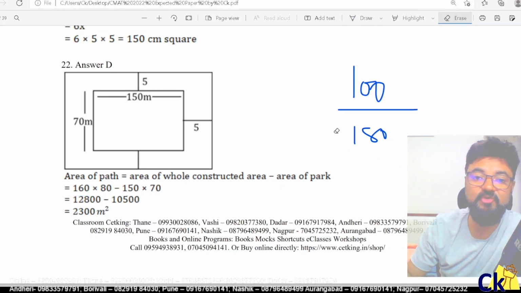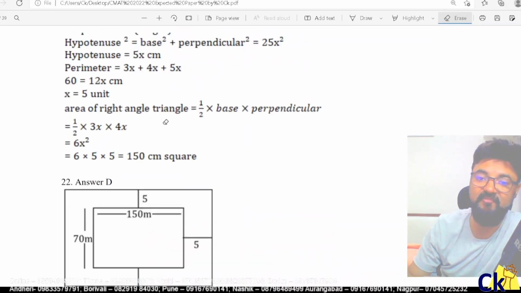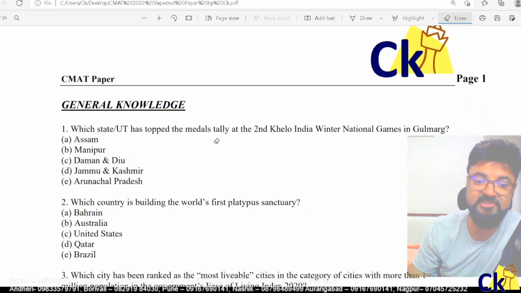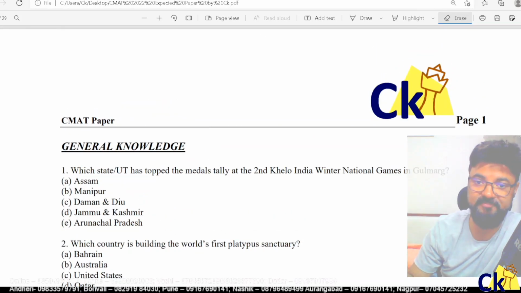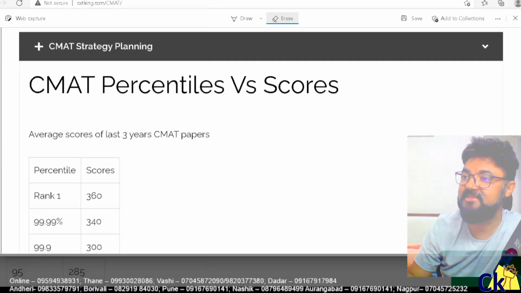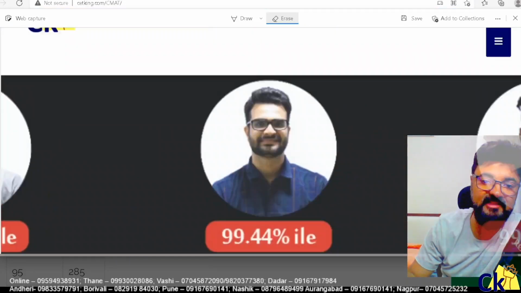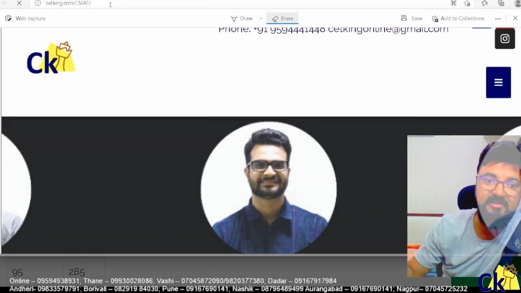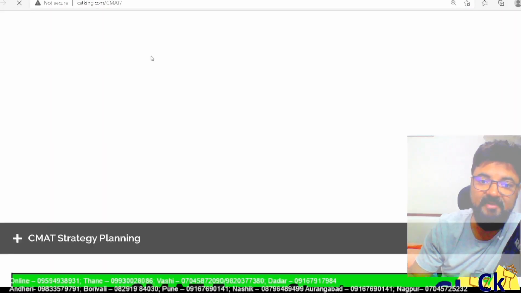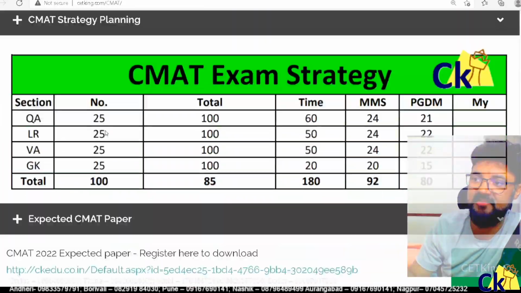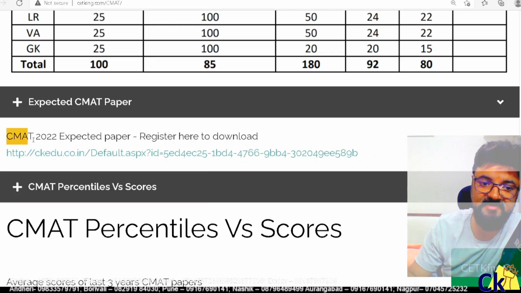So I want you to now download this CMAT paper. Now we have launched this expected paper of CMAT. If you are unable to solve a question, it's all because you don't know how to solve. Simple. So go to the link cetking.com/CMAT. In that, the first is a CMAT strategy, and the second link is the expected CMAT paper. To click on this, you have to register to download the paper.